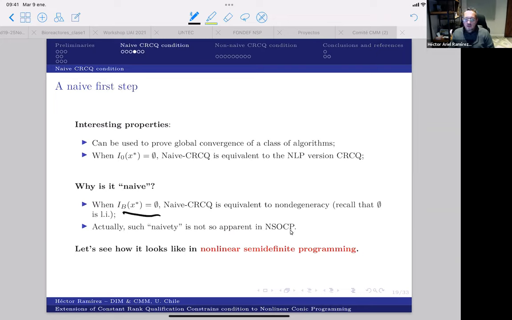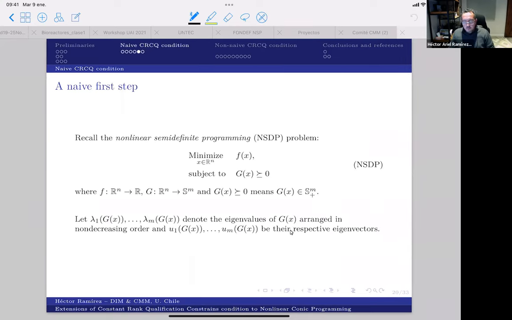However, when we write down this condition with the same approach for nonlinear semi-definite programming, and from now on I'm just going to talk about nonlinear semi-definite programming, we have noted that it's very strong. It's very naive. I will try to explain that here. So let me switch, please, to semi-definite, because it's needed to explain the drawbacks of this condition.